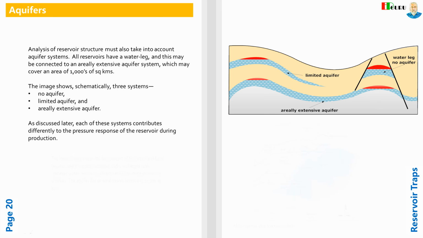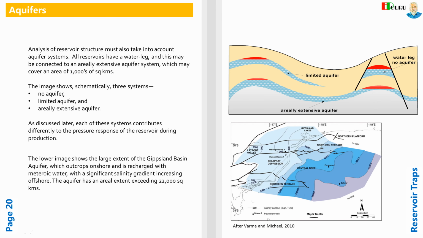The lower image shows the large extent of the Gippsland Basin aquifer, which outcrops onshore and is recharged with meteoric water, with a significant salinity gradient increasing offshore. The aquifer has an aerial extent exceeding 22,000 square kilometers.